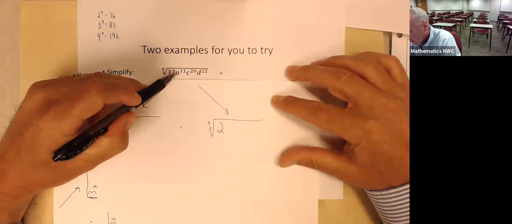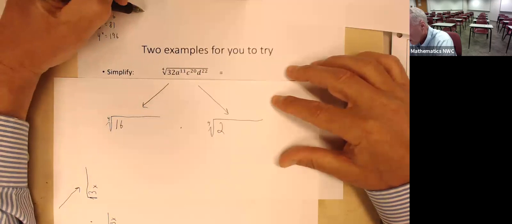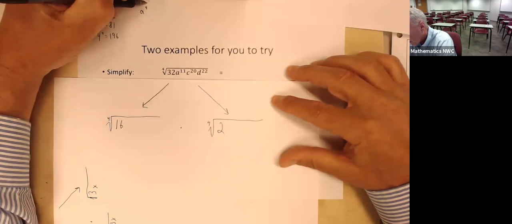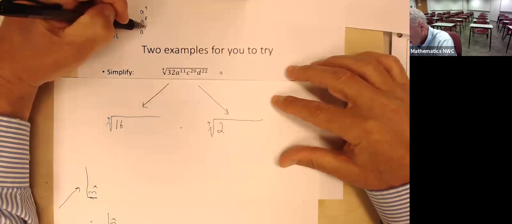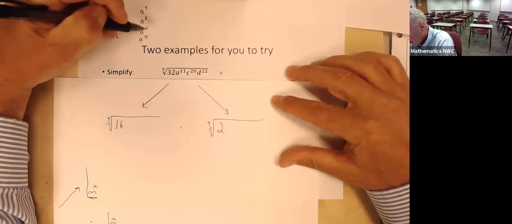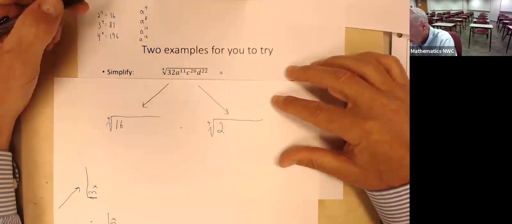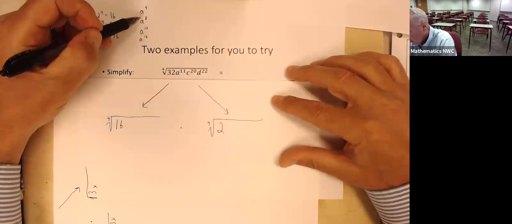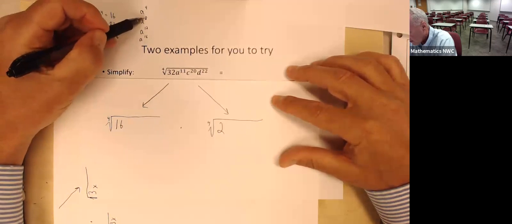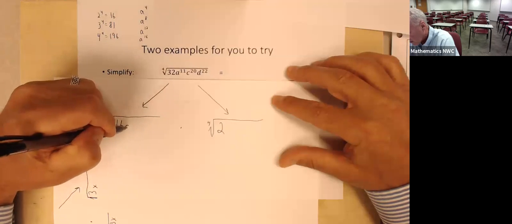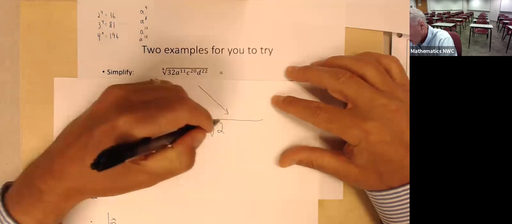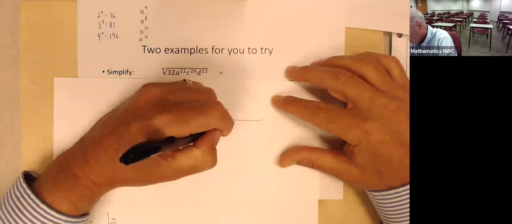I'm looking for a perfect fourth for a to some power. Well, a to the fourth is a perfect fourth. A to the 8th is. A to the 12th is. A to the 16th, etc. I could keep going. The largest one that I can go with here is a to the 8th because that does go into a to the 11th. So a to the 8th, I'm left with an a to the 3rd left over.